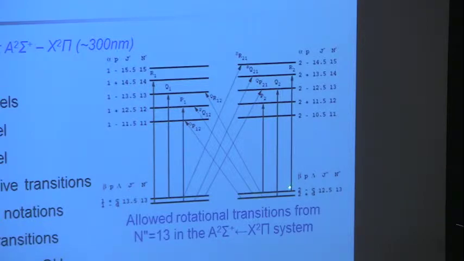And over on this side, I can play the same game. From each one of these states, I can ask what are my possible P, Q, and R transitions, and I can find them. They have to change parity, and if I change J by 1, I get an R branch. So that's R.